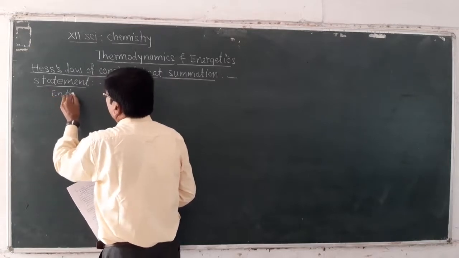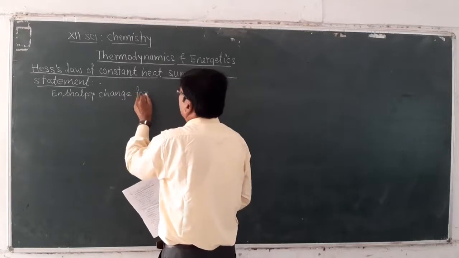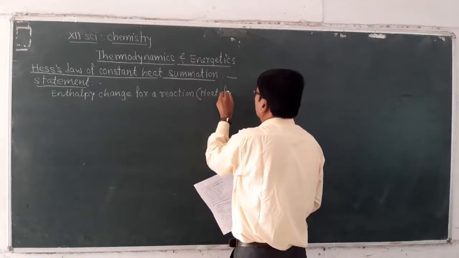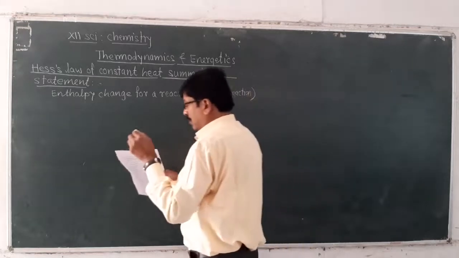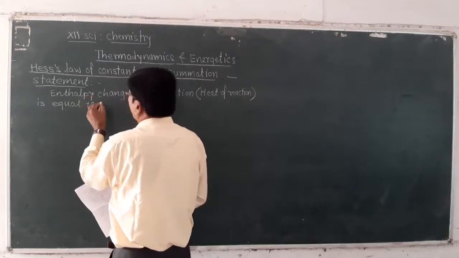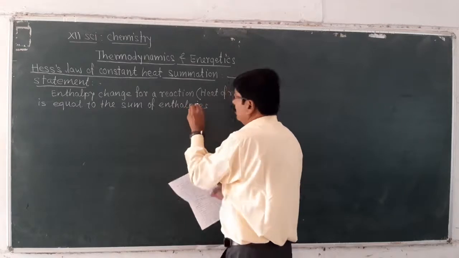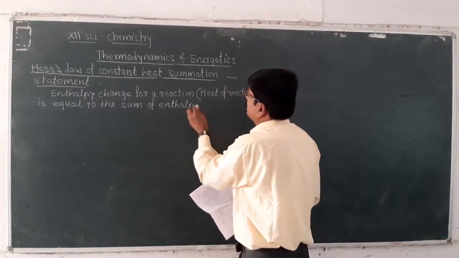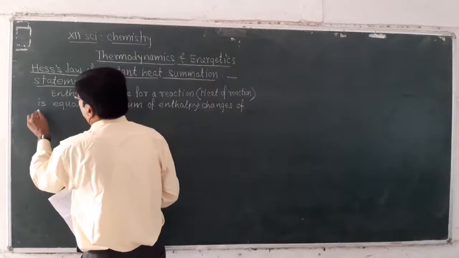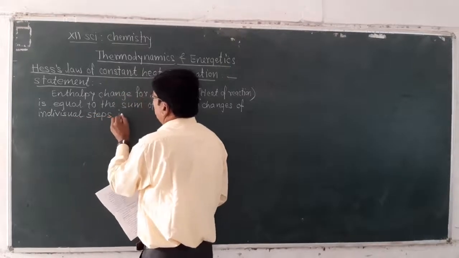Enthalpy change for a reaction, also called heat of reaction, is equal to the sum of enthalpy changes of individual steps involved in the reaction.